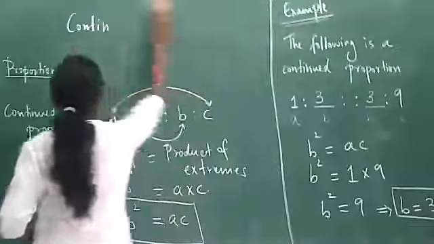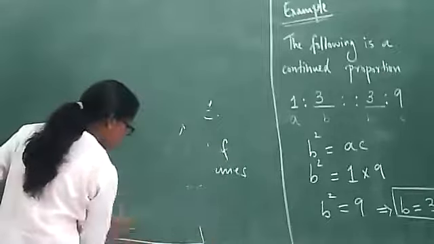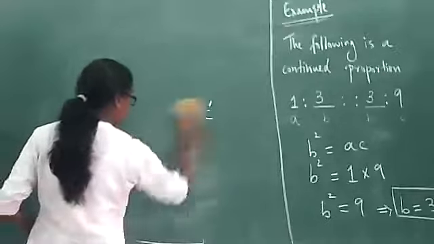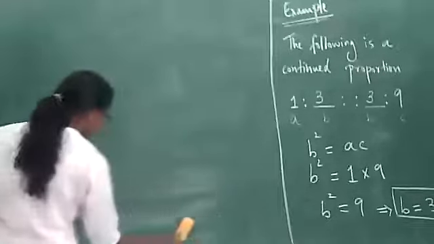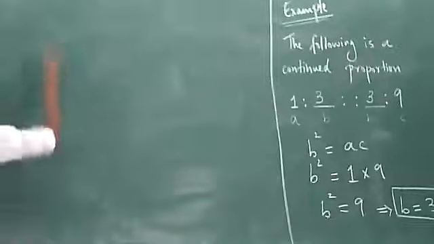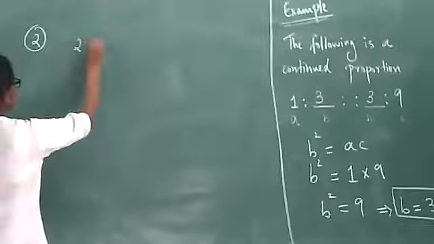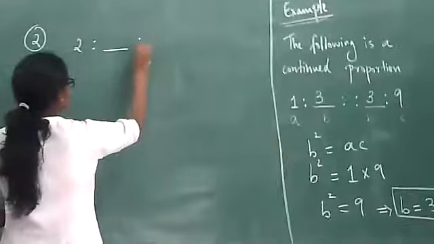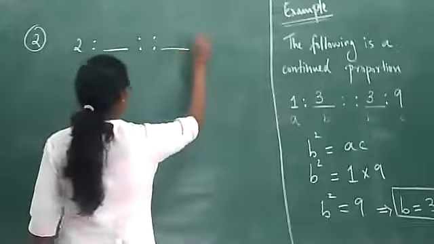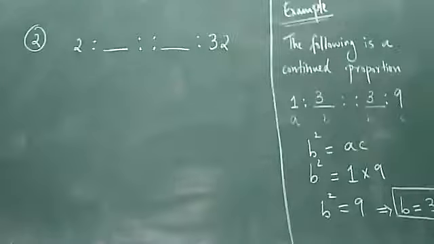So that is the first question. I'm giving you another question. Use the condition B square is equal to AC, and please send your answer to the chat. The second question, it is given that this is a continuous proportion. You need to find 2 is to dash is to 30. I'll give you 1 minute.